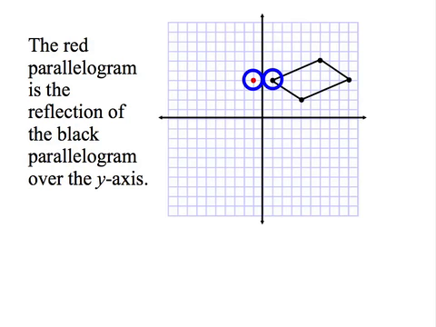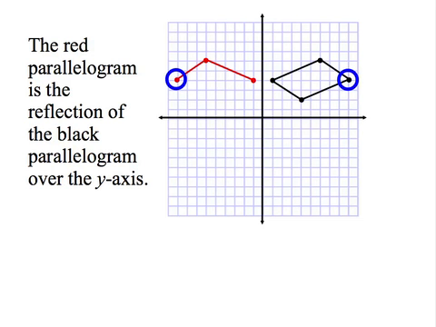I started with the vertex closest to the y-axis, and my red vertex is the same distance on the other side of the y-axis. Then I did the one at the top, and I believe that was 6 units to the right, so the red one is 6 units to the left along the same horizontal grid line, and now I can connect the first 2 vertices. Then there's the next one.